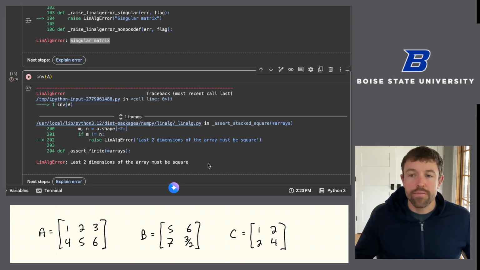NumPy arrays can actually have more than 2 dimensions. We're dealing with matrices, so they only have 2 dimensions. So this is telling us that we don't have a square matrix. So again, a good error message. All right, so that was matrix operations in NumPy.